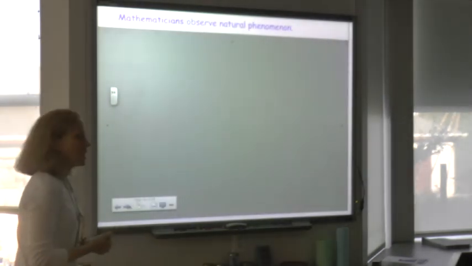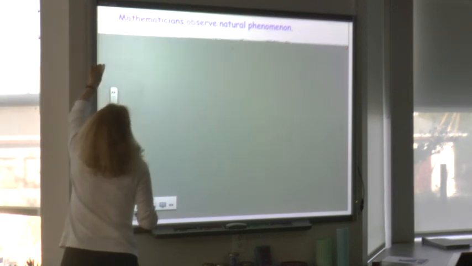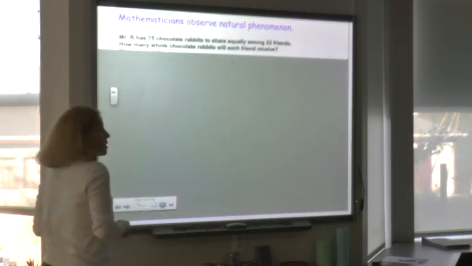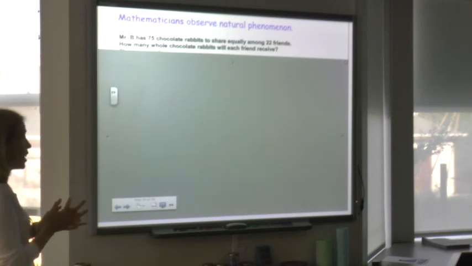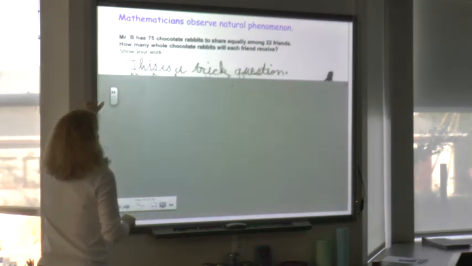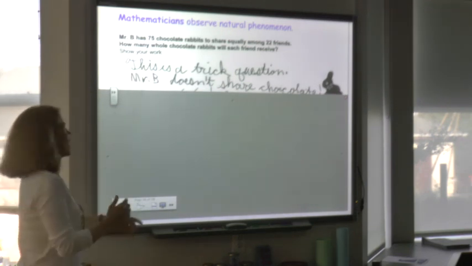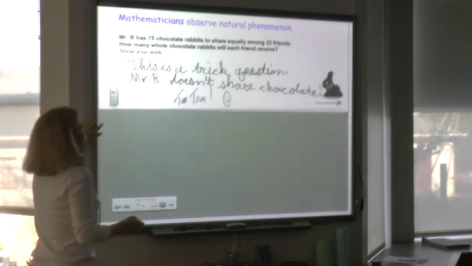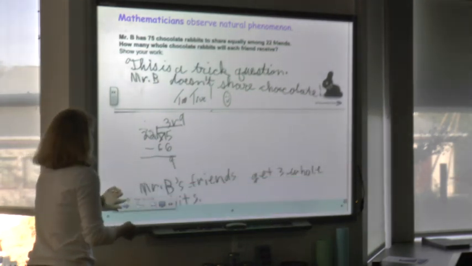Another habit of mind of a mathematician is that they observe natural phenomena. So here's the problem. Mr. Branscombe, a 4th grade teacher, has 75 chocolate rabbits to share equally amongst 22 friends. How many whole rabbits will each friend receive? This is a trick question. Mr. Branscombe does not share chocolate. To which she says, too true. And then she has an arrow, and on the back she shows the long division and her answer.